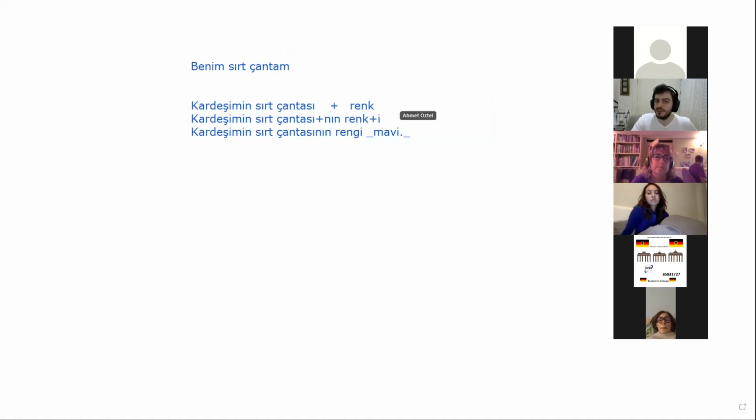So I call these long possessives because they have more than one possessive in them. It has my brother, it has my brother's bag, it has the color of my brother's bag. So it goes longer and longer. You can even make it longer. It's basically infinite.